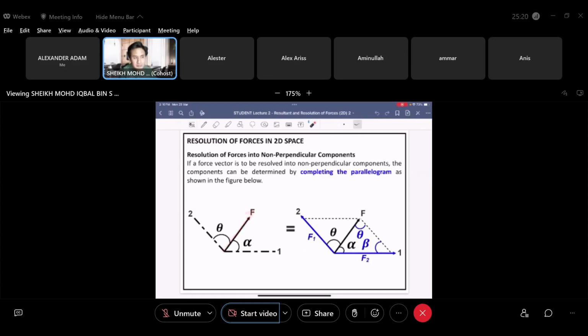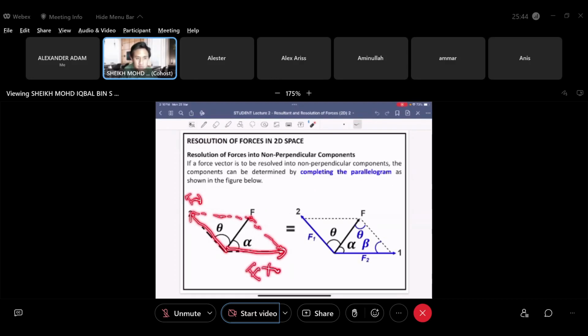We just make a box, or make a parallelogram, to find the forces in the x direction and the forces in the y direction. So we have one resultant force here. Just make a parallelogram here, and then this one will be your Fy, and this one will be your Fx, right?